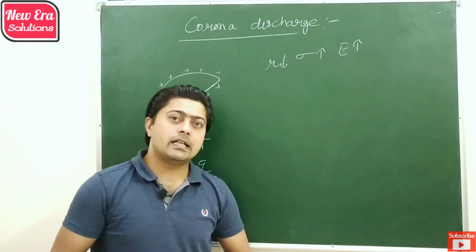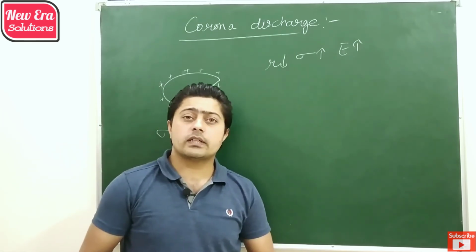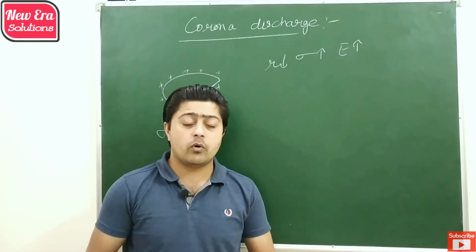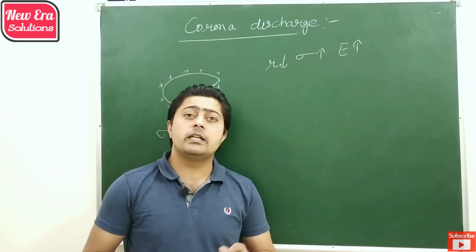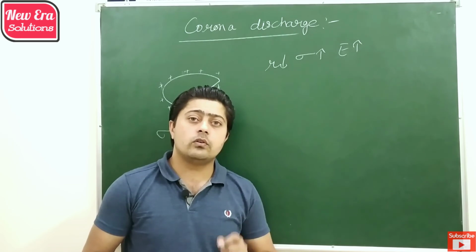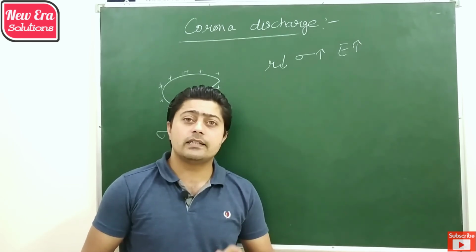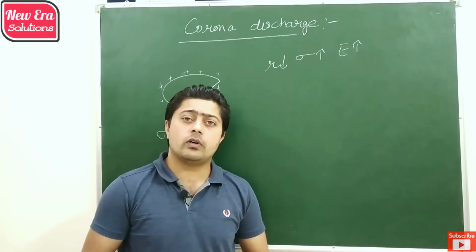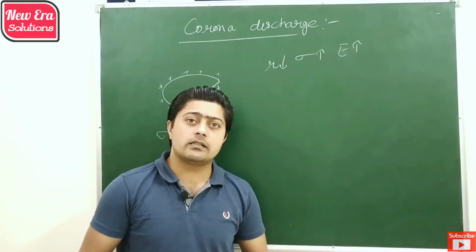So to prevent that kind of phenomenon, most conductors are made spherical in shape. As you observe, all the motors we use in different devices are also spherical in shape, so that there is no sharp edge and the electric field never gets so high that it can ionize the air.